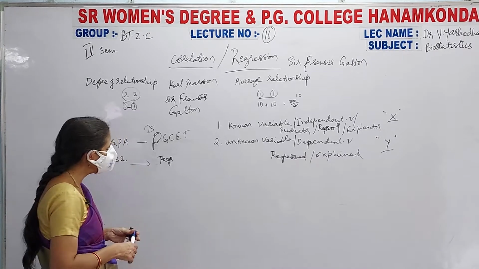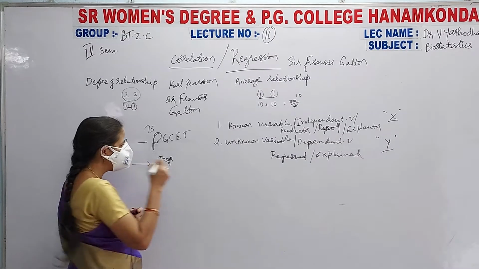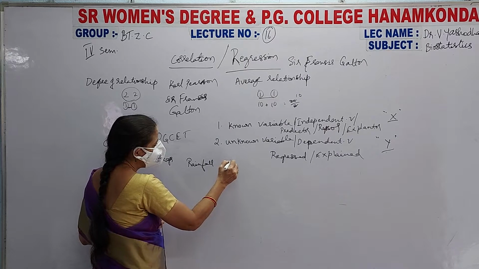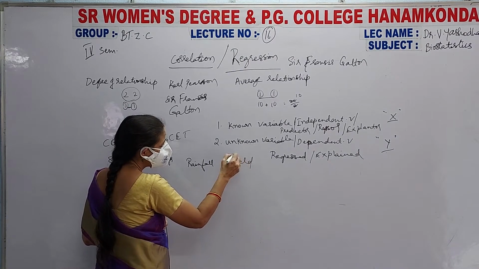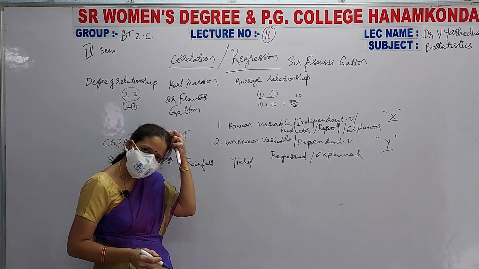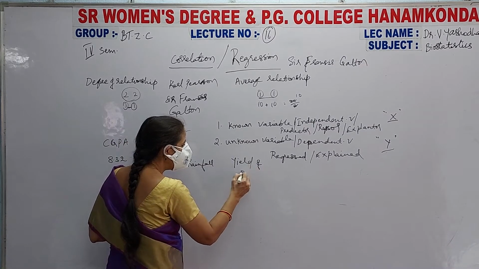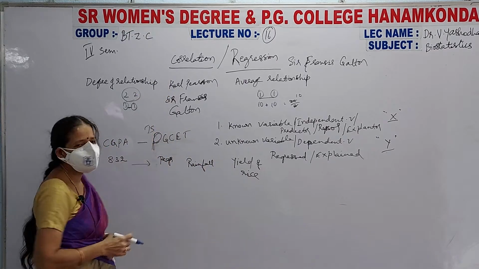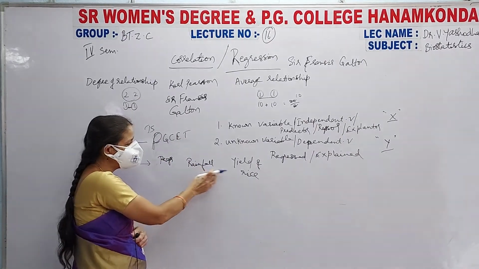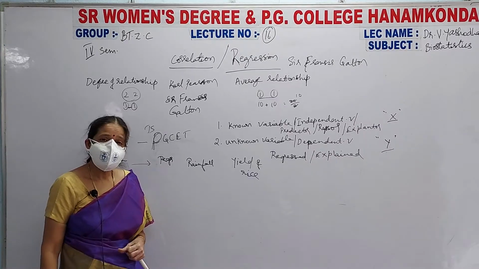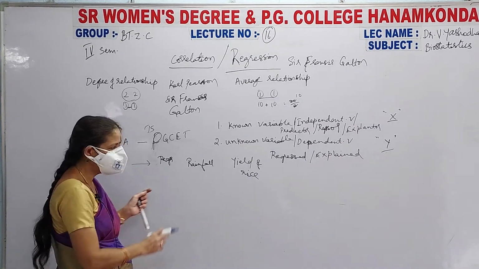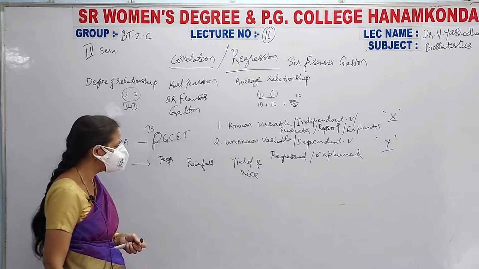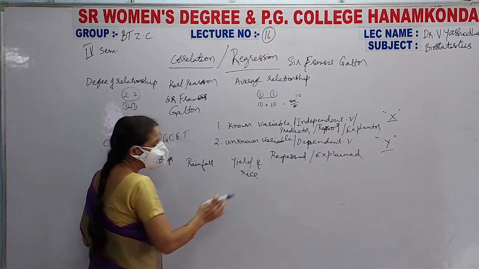First one. Next one, if this is not clear, I am giving another example. Rainfall and yield of rice. See here, rainfall and yield of rice. Now these two are interrelated to each other. In correlation we came to know that if rainfall is high, yield is also high. That is called positive correlation. Now rainfall and yield of rice are directly proportionate to each other. Now we know that these two are related to each other.